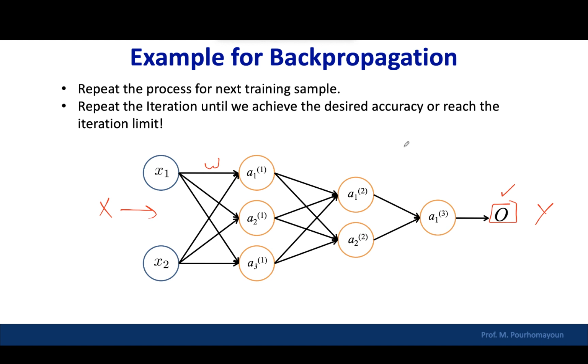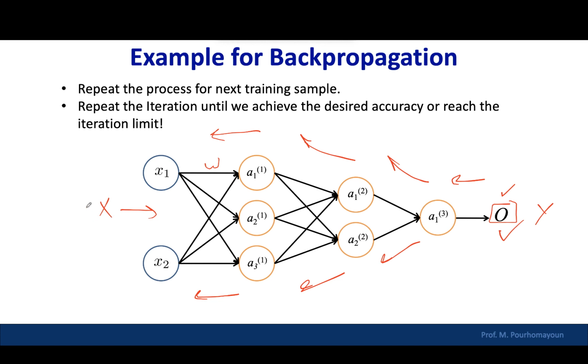But at the very first step, the error is high, and I want to see what was the contribution of each one of these neurons in creating this error. So I backpropagate the error, and based on the amount of gradient error, I update these weights. Okay.